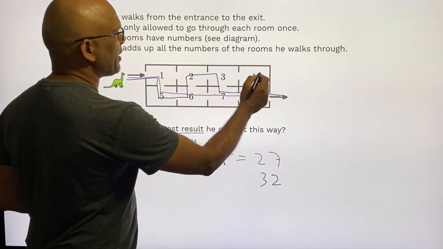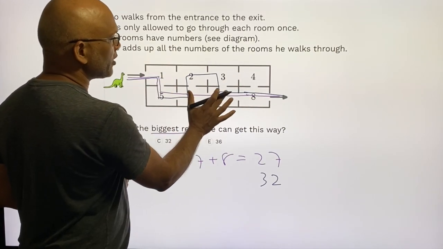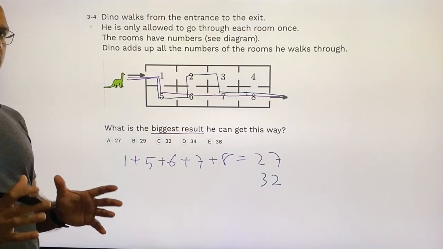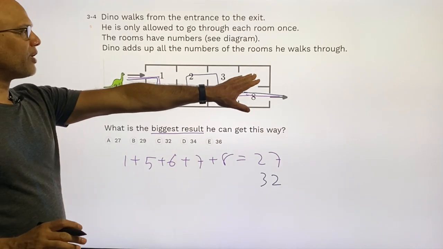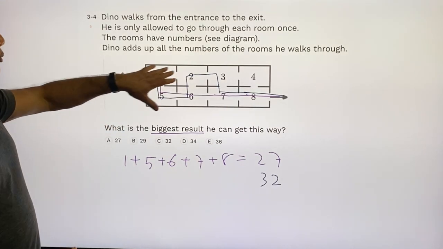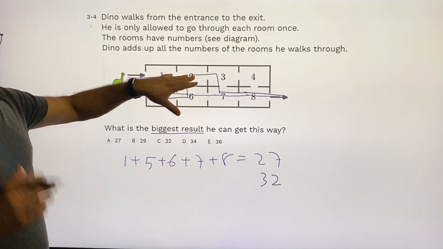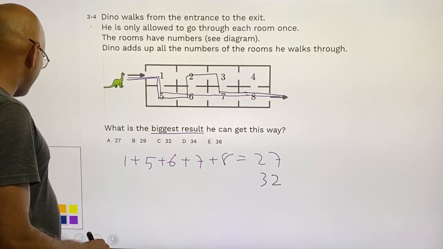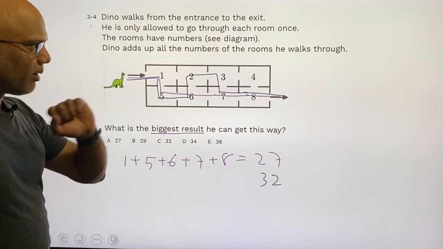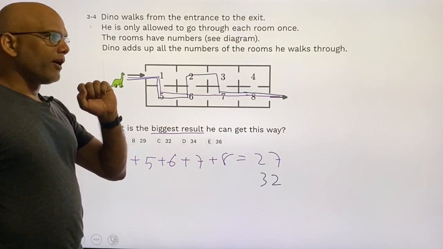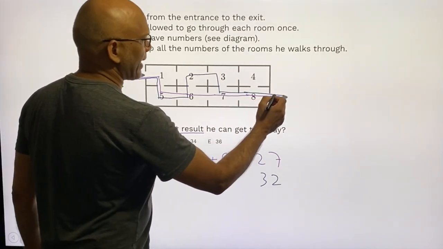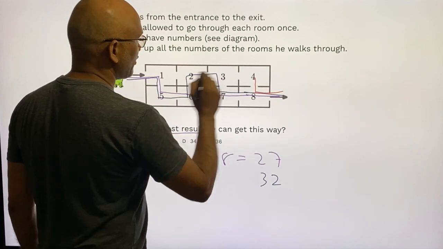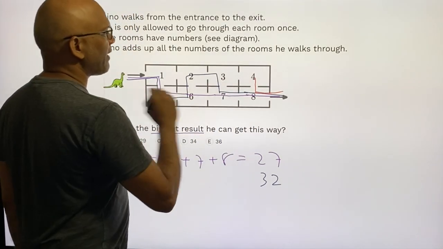See here, I'm missing a bigger number, 4. I'm grabbing all the numbers, but I'm missing the number 4. But can I go such that I try to grab this bigger number here and maybe try to miss one of the smaller numbers to maximize the sum? So let me change the color again. Now, if I want to grab number 4, the easier would be to start from the back. So let me come this way. And I want to grab 4.